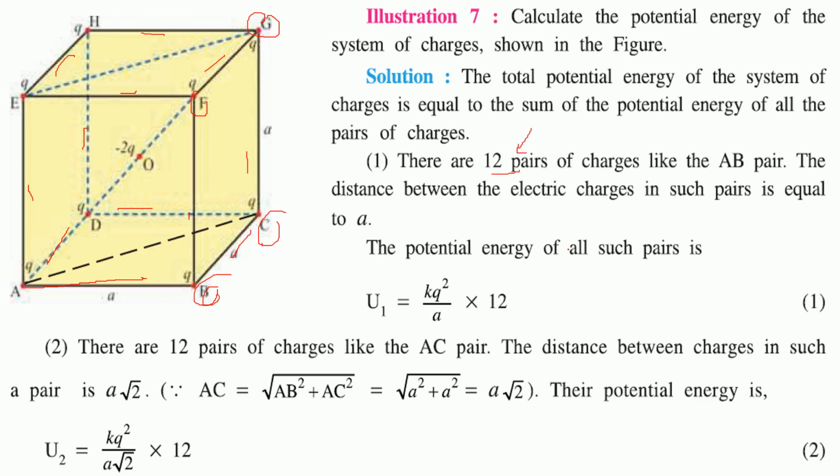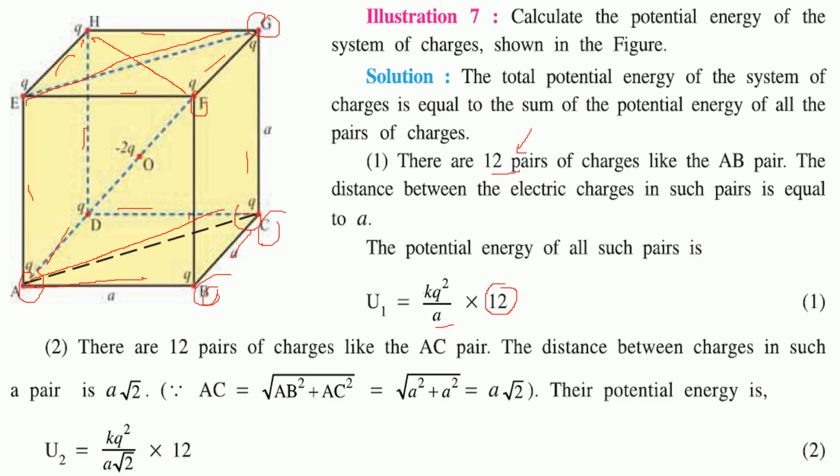So the potential energy of these pairs, as we just saw in the previous discussion, will be KQ square by A, the distance between them, and because there are 12 pairs, it will be multiplied by 12. Now, how many pairs of AC type are there? This is a diagonal. So A and C, this is E and G, this is H and F, like this. There are again 12 pairs. If you draw it properly, you will be able to understand.